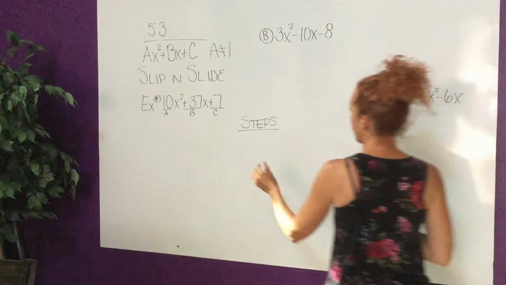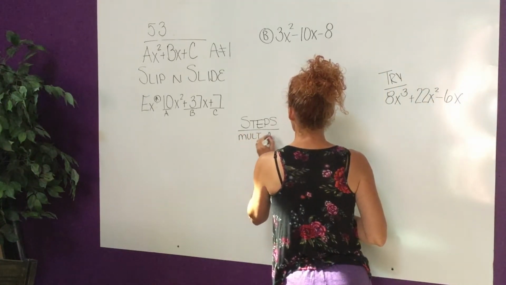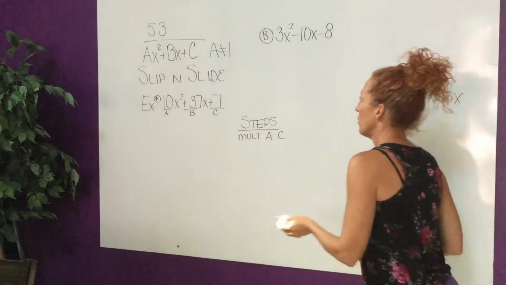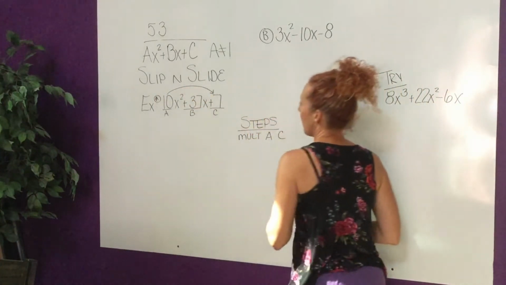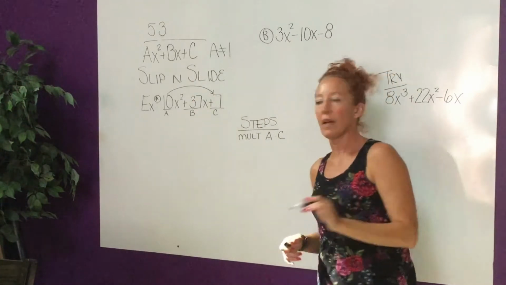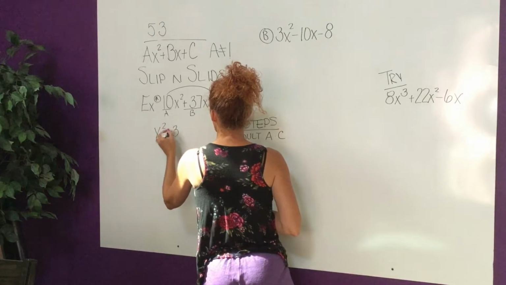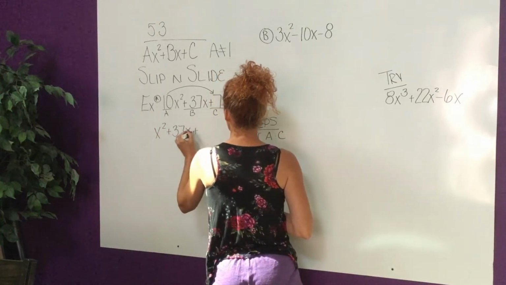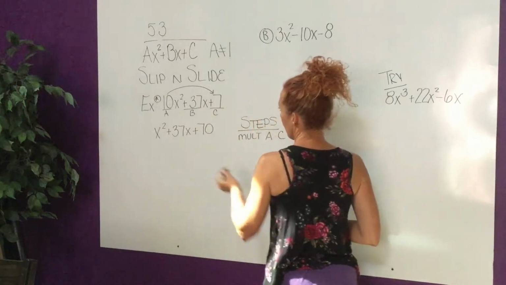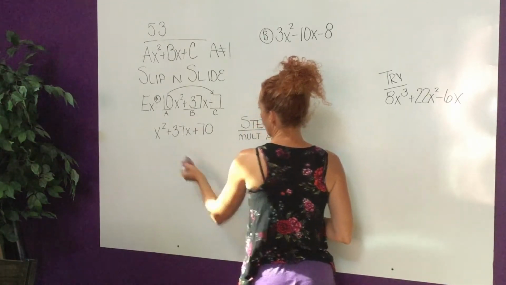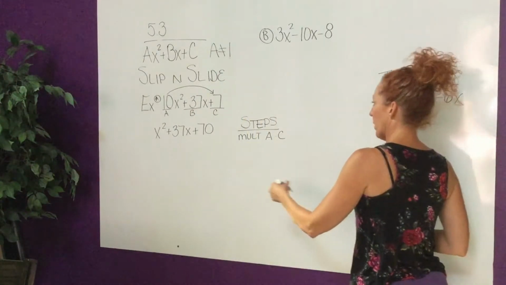So in our steps, step 1 is we are going to multiply A times C. So we're going to slip that 10 back to the 7, and we're going to rewrite our trinomial like this. X squared plus 37x plus 10 times 7 is 70. So this just came straight down. All right, so we just jumped it to the back and we multiplied it.